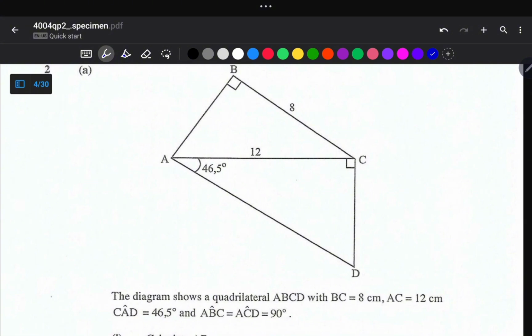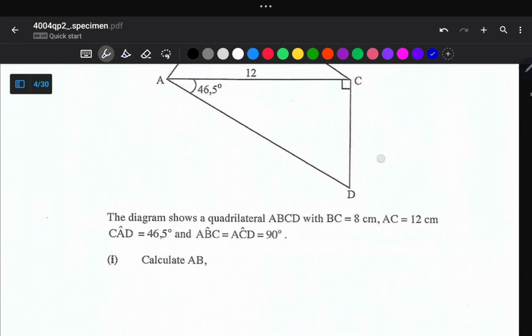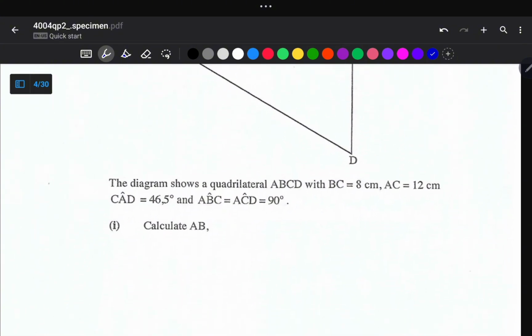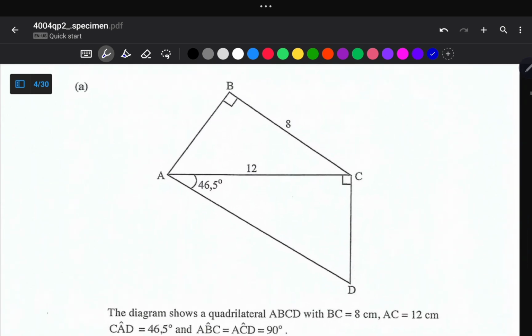AC is equal to 12 centimeters and BC is equal to 8 centimeters. Angle CAD is equal to 46.5 degrees. So we are required to calculate AB, this side here from A to B. As you can see, this triangle is a right angle triangle, so to calculate this side we are going to use our Pythagoras theorem.